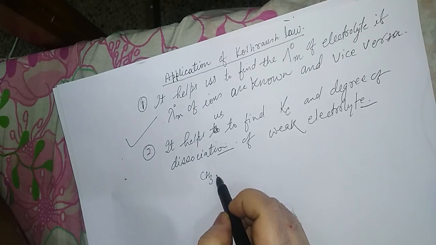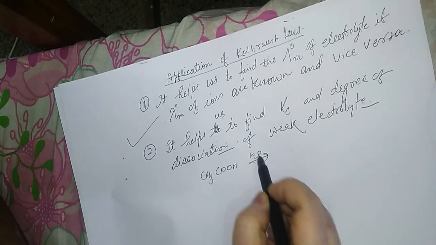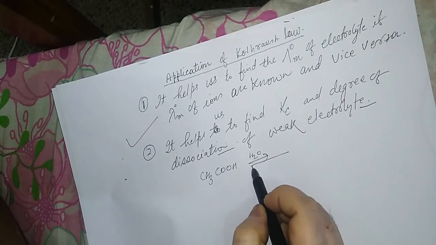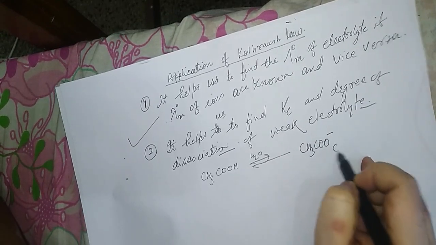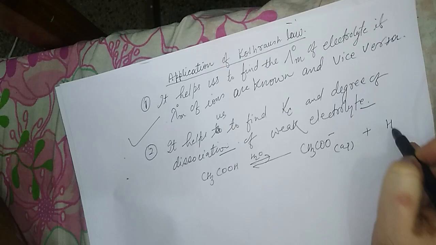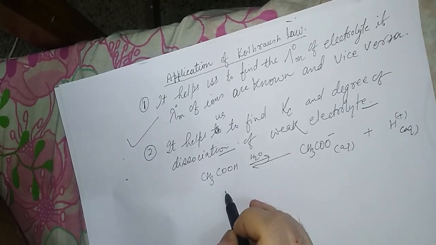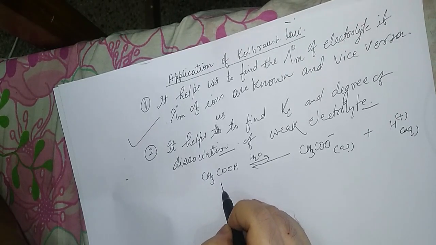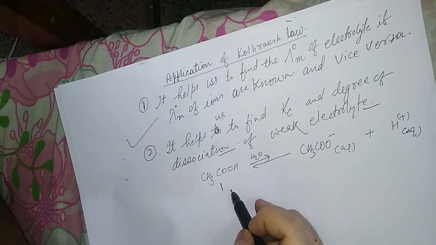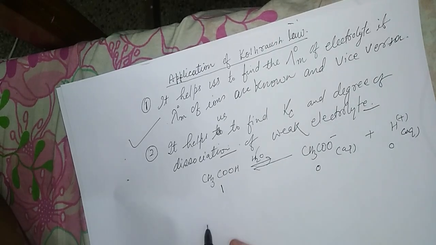Unlike KCl or HCl or NaCl, when CH3COOH is put in water, it does not dissociate completely. So it forms CH3COO minus aqueous and H plus aqueous. When its concentration was unity, that means 1 portion and no portion of water was added, so this was 0 and this was 0.